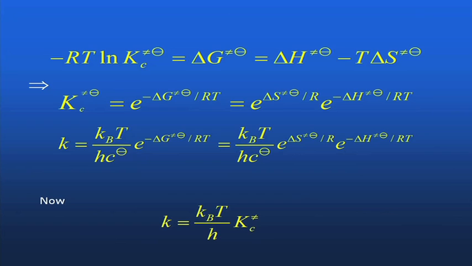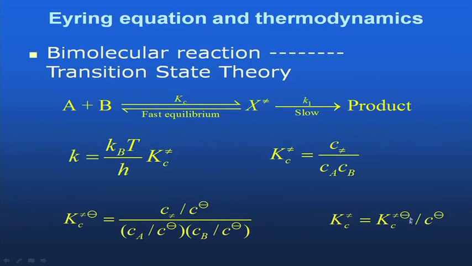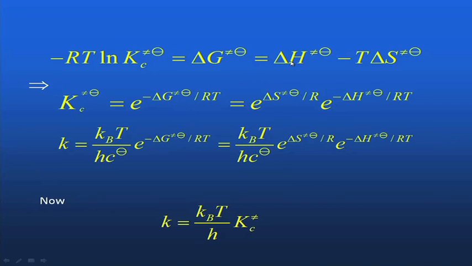So, you have this simple thermodynamic expression: delta G double dagger 0 bar is equal to minus RT ln Kc double dagger 0 bar, because we will be using this expression, which is equal to delta H minus T delta S with double dagger and 0 bar. This gives you Kc double dagger 0 bar is equal to e to the power minus delta G double dagger 0 bar divided by RT, which is equal to e to the power delta S double dagger 0 by R into e to the power minus delta H double dagger 0 by RT.